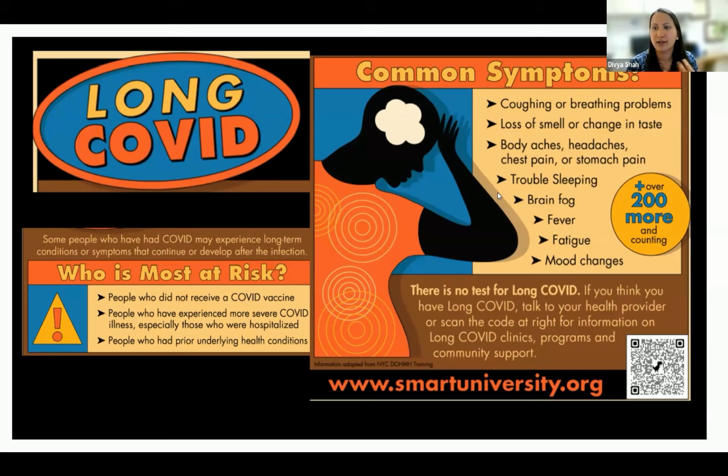Really, a lot of people have this long COVID after a prior COVID infection and don't even know it. If this sounds like you, we encourage you to use the QR code on the bottom right, or you can visit www.smartuniversity.org. Remember, there's no test for long COVID, so try to seek out these resources, which include long COVID clinics, programs, and community support if you think that you might be suffering from long COVID.